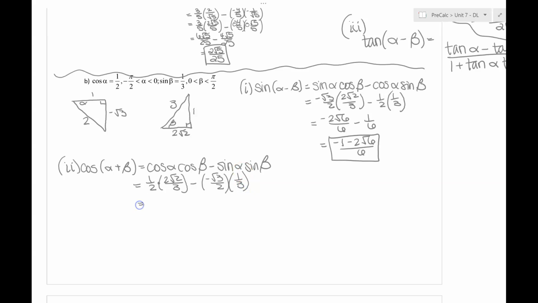Okay, so multiplying across, we get 2 rad 2 over 6 plus rad 3 over 6. Here I cannot combine the radicals because I'm adding them. I'm not multiplying them like I was over here. Big difference. So you can just leave it as 2 rad 2 plus rad 3 all over 6. That's your final answer. Cool.